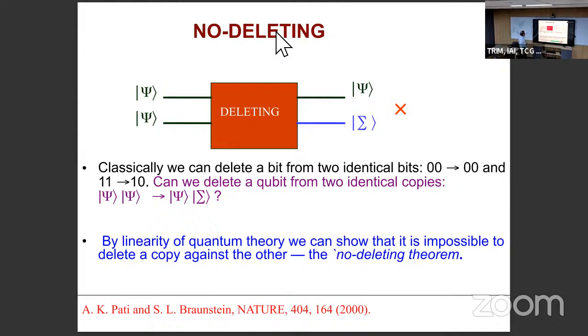So classically, I know that I can delete two identical bits, like 0, 0 can go to 0, 0, and 1, 1 can go to 1, 0, okay? Now, if you ask the same question for quantum states, like two qubits psi and psi, can I do this transformation, which will take psi psi to psi sigma? And again, by using linearity, you can show that it is impossible to delete one copy from the other copy, and that is essentially your no-deletion theorem.